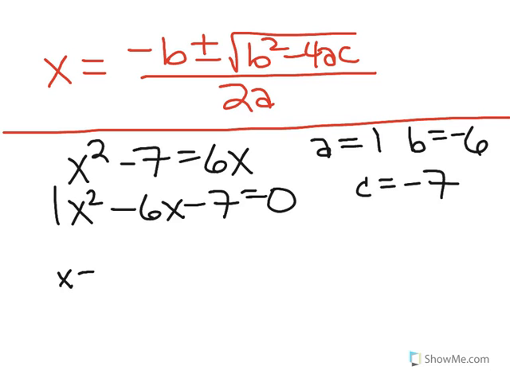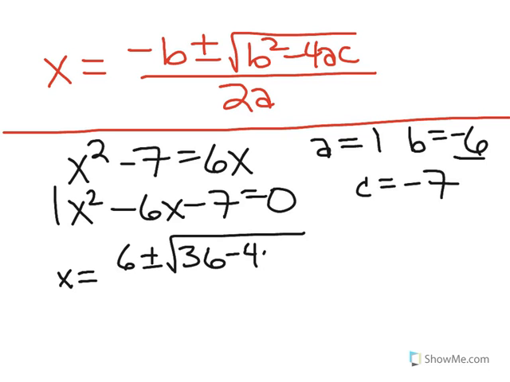X equals the opposite of b. The opposite of negative 6 is positive 6, plus or minus the square root of the square of negative 6, which is 36, minus 4ac, so minus 4 times 1 times negative 7. All that is over 2 times a, which would be 2 times 1, which would just be 2.